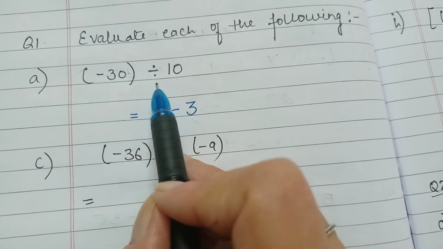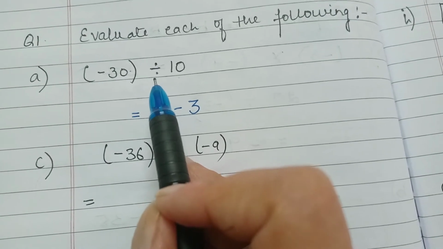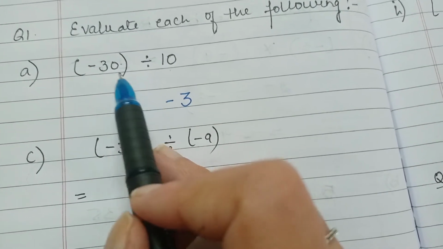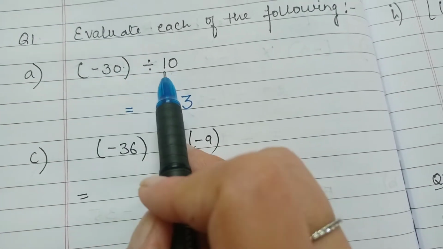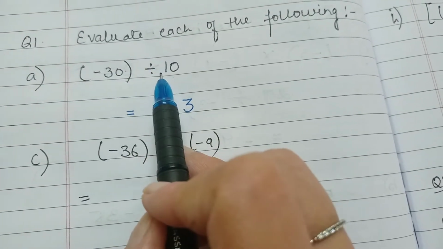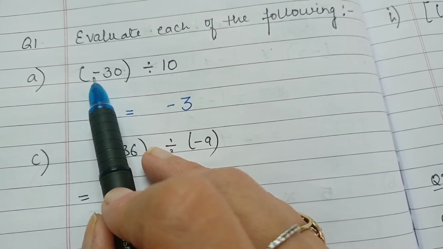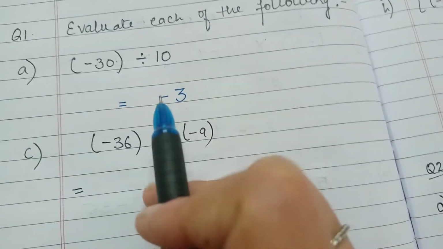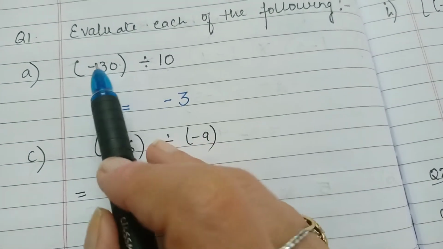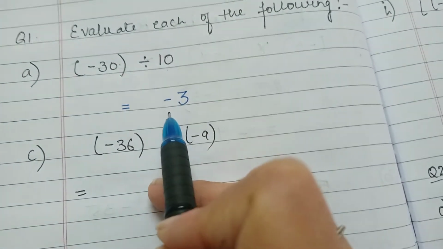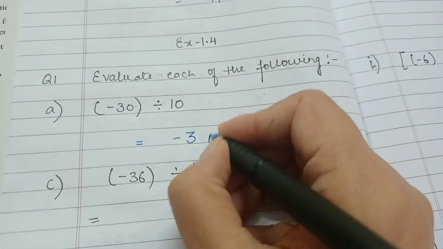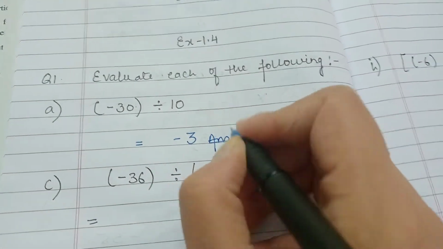Now what about the sign? As we have already discussed in our previous video about the sign, now we will see the sign. It is minus and positive. When one integer is negative and the other is positive, the sign of negative will come. It is minus times plus is minus. So therefore the first answer is minus 30.